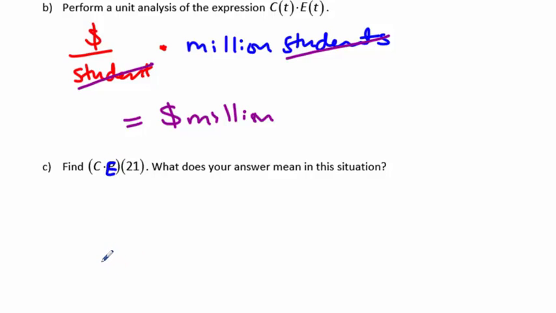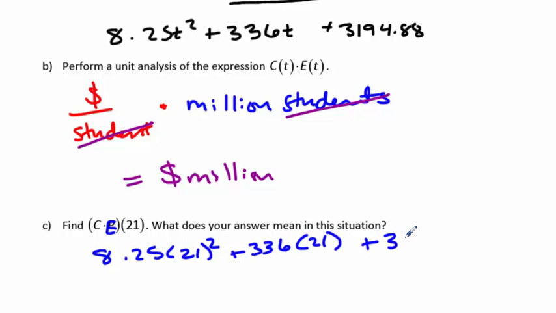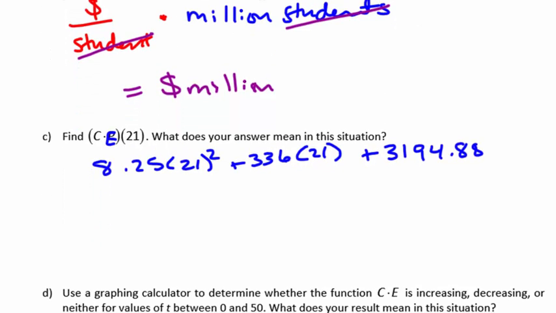In part C, I want to find C times E of 21. So let's grab our equation C times E from part A, and we're going to plug 21 in for t. So 8.25 times 21 squared plus 336 times 21 plus 3,194.88. Let's grab a calculator and compute that value. It comes out to 13,889.13. What does this mean?